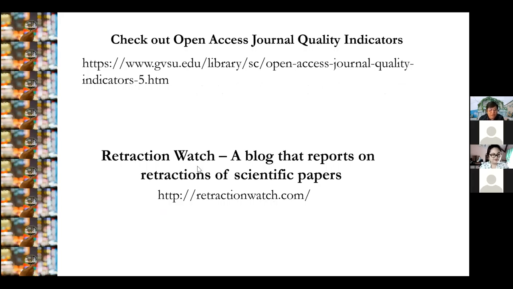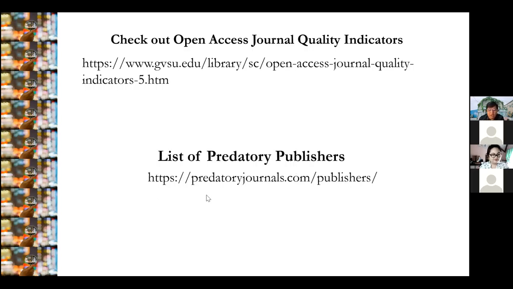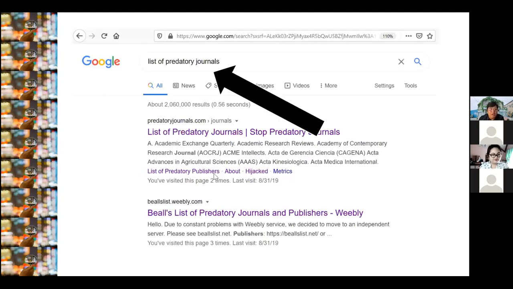Or kung gusto nyo makita yung mga retraction, when I say retraction, ito yung na-publish na paper tapos binawi ng author or ng publisher kasi there's something wrong doon sa content. So you can go to retractionwatch.com to see kung ano yung mga recently na-retract na journal. Or you can go to predatoryjournals.com/publisher for the list of predatory journals. You can simply go to Google, just type list of predatory journals, bibigyan ka na ng results.